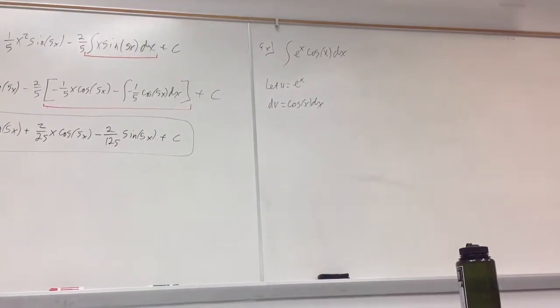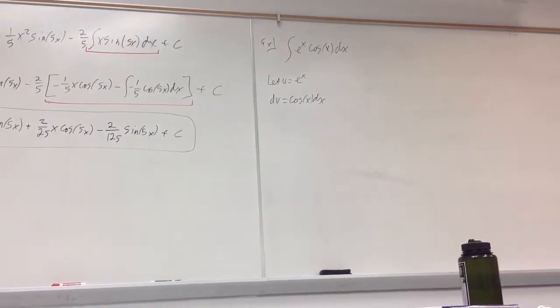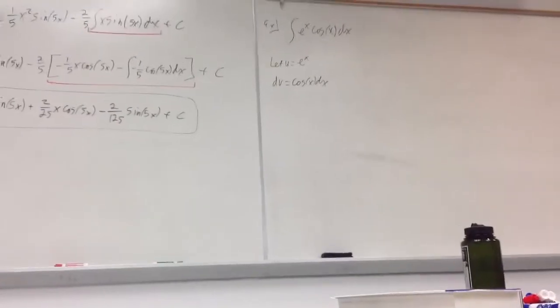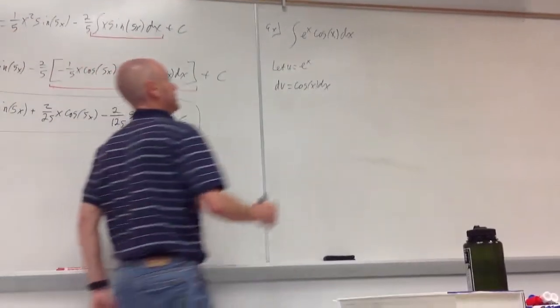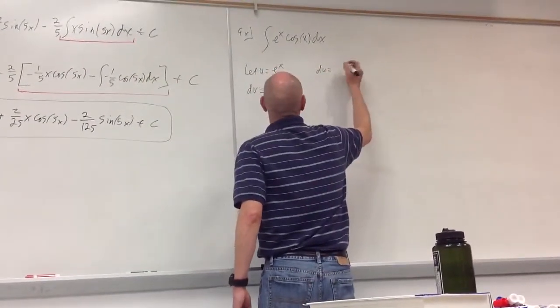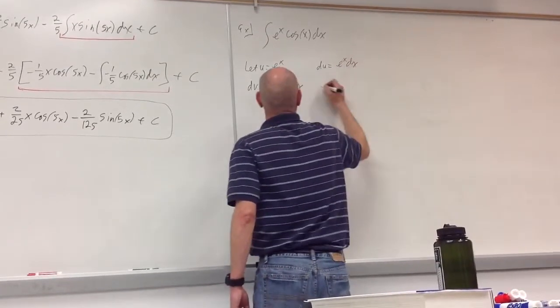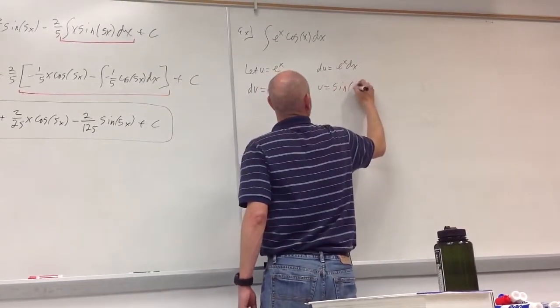dv equals cosine x dx. And now I'm going to walk through the process. du is equal to e to the x dx. v is equal to sine x.